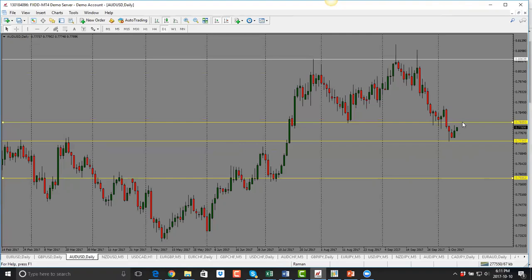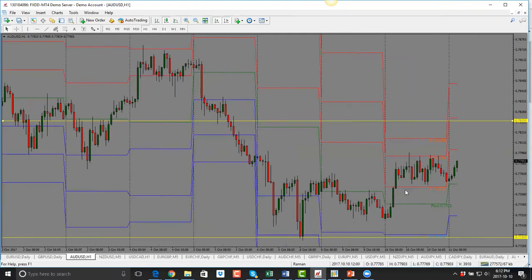One challenge that it could run into is the 7800 level. If the Aussie is not able to hold above the 7800 level, then we could see price push back down. But right now it looks quite bullish here, and we are looking for a further move to the upside. So 7820 will be the first target to the upside.